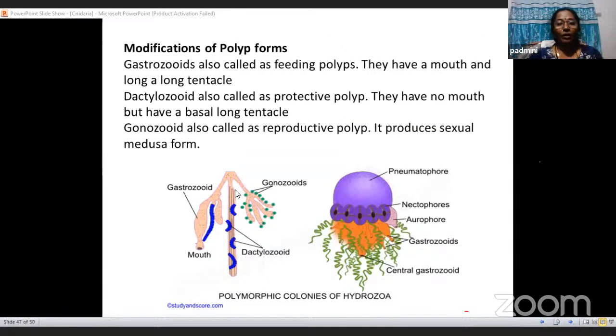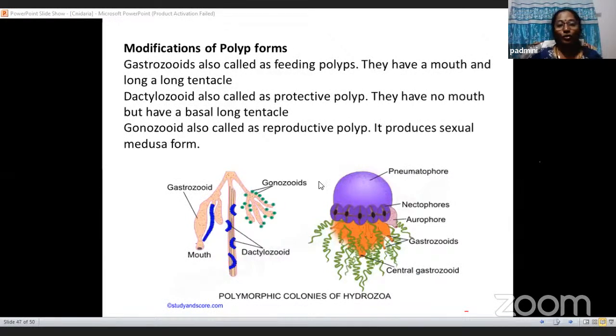Not only in the polyps, there are also some modifications in the zooids of the polyps. What are they? The gastrozoids are also called feeding polyps, the blue colored ones over there. They have a mouth and long tentacle structures present. Then they have the dactylozoids. Dactylozoids are a protective polyp over here. They have no mouth, but have a basal long tentacle, which helps in self-defense.